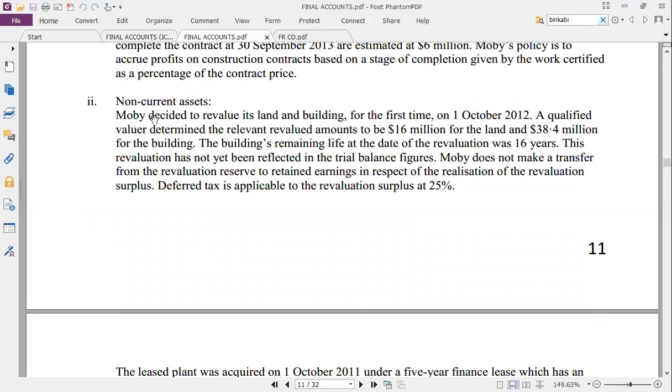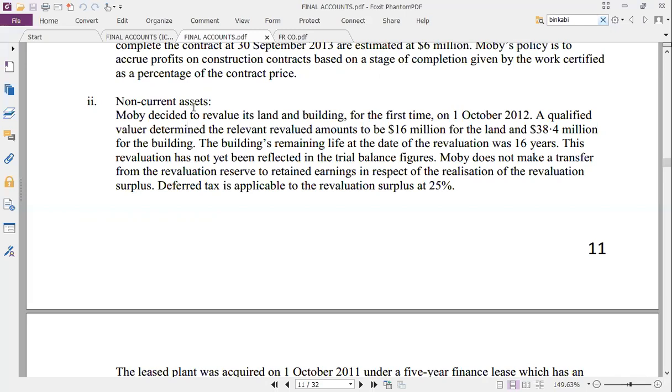When you go to note 2, Mobi decided to revalue its land and building for the first time on 1st October 2012. A qualified valuer determined the revalued amounts: 16 million for the land and 38.4 million for the building. The building's remaining life at the date of valuation is 16 years.